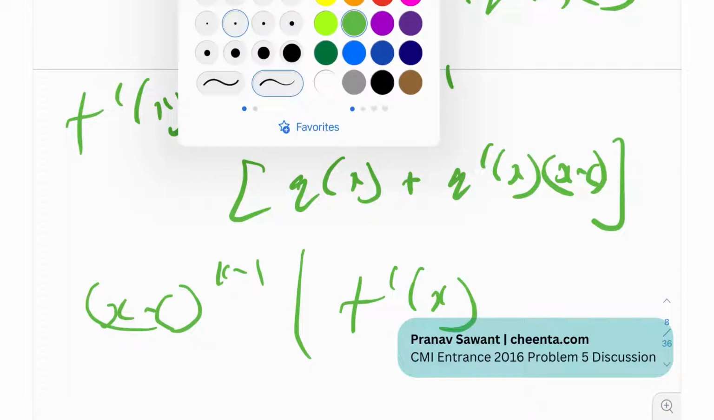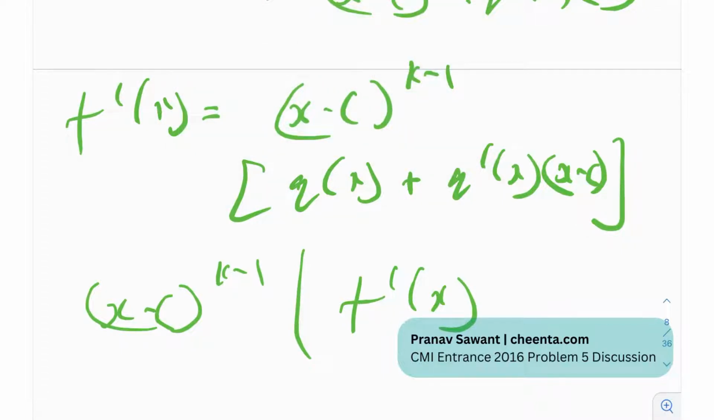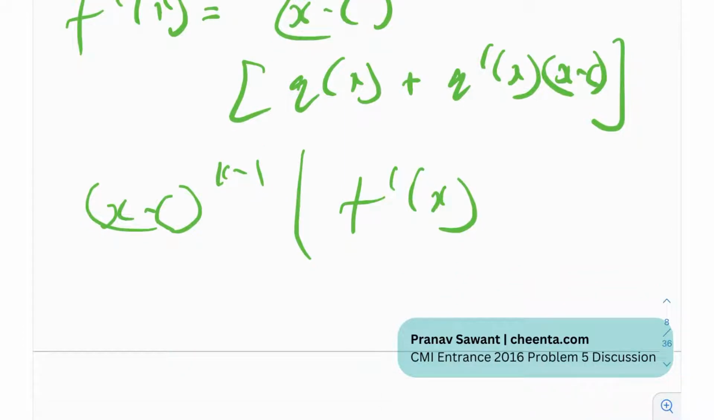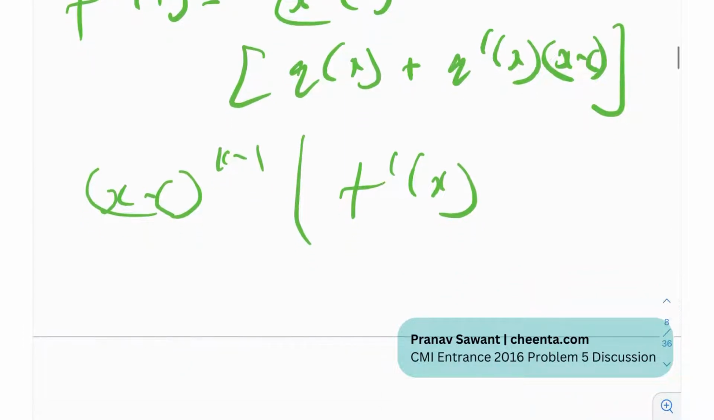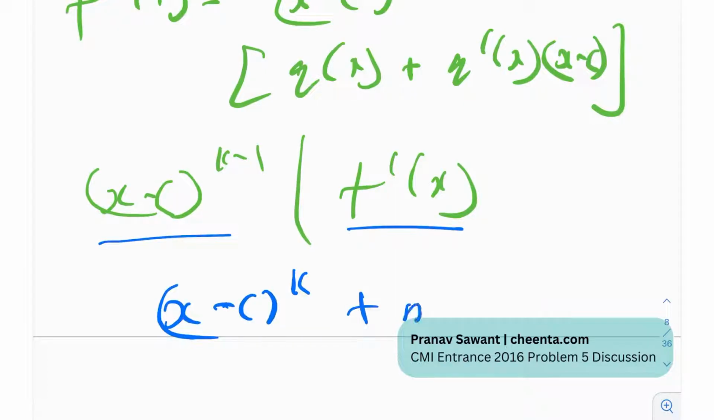Now the converse is also true because, in a way, integration and differentiation are inverses of each other. So if you integrate f prime of x, you would get (x minus c) raised to the power k plus some constant m that we were referring to earlier. So you can actually prove that the converse is also true. Now let's come back to the problem.